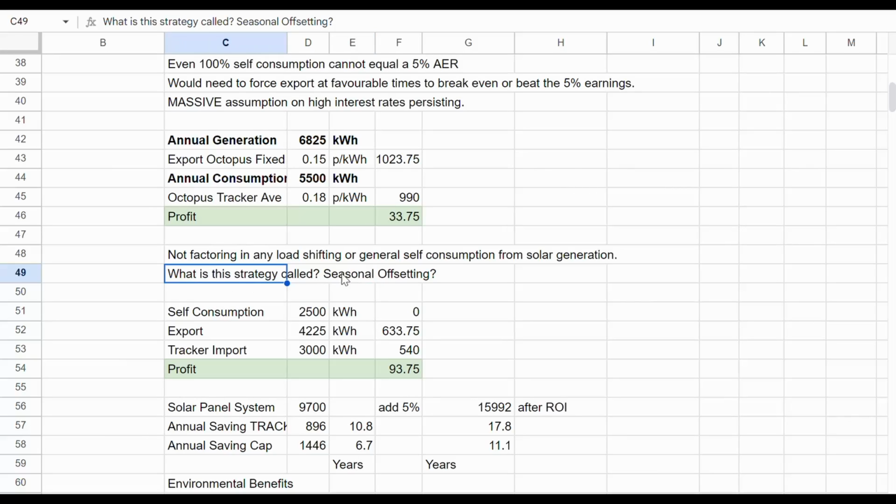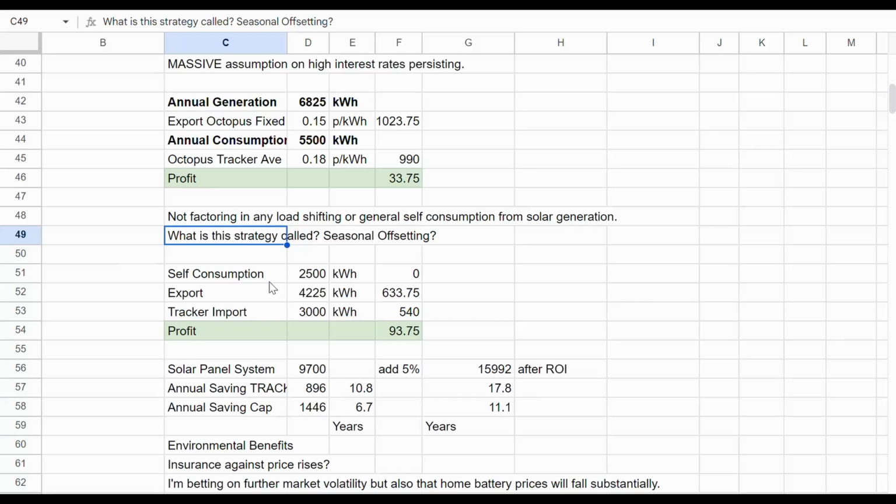Of course, this is not the greenest way to go about things, so if you're just purely looking at environmental factors, then disregard this. I'm just talking about the finances. So what's this strategy called? Seasonal offsetting. That's what I'm calling it, unless there's a name already.